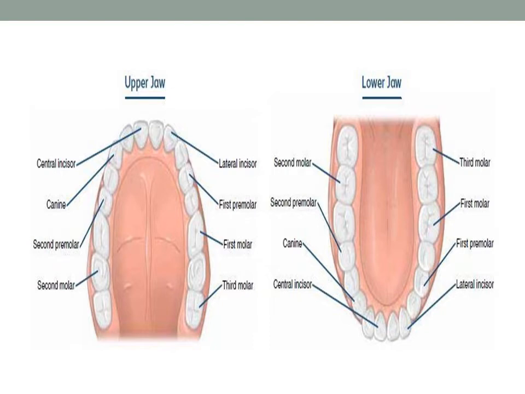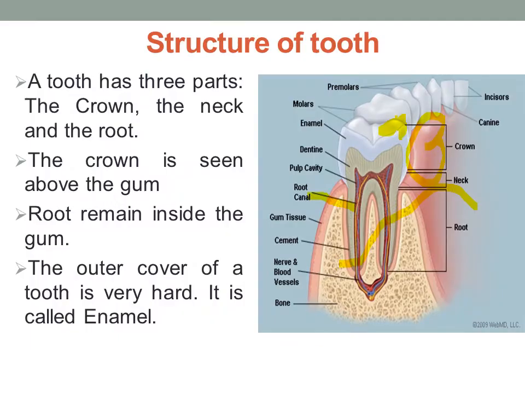Which teeth are called premolars, which are called incisors, lateral incisors, central incisors, premolars, molars. Each tooth is explained in this picture.